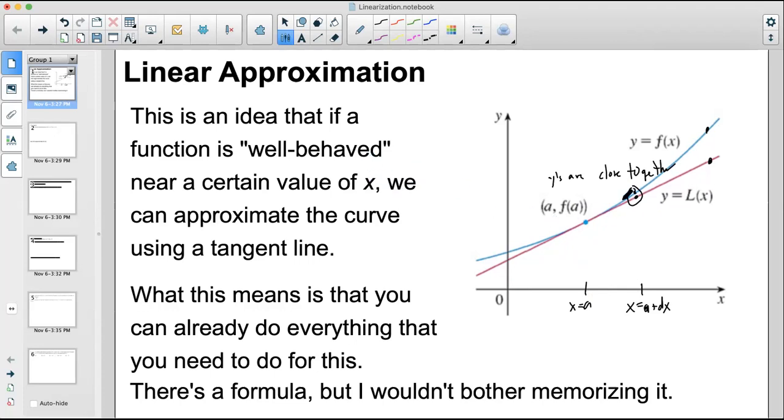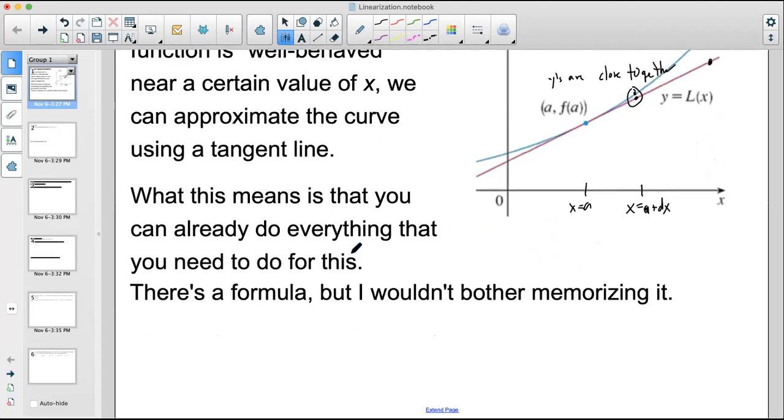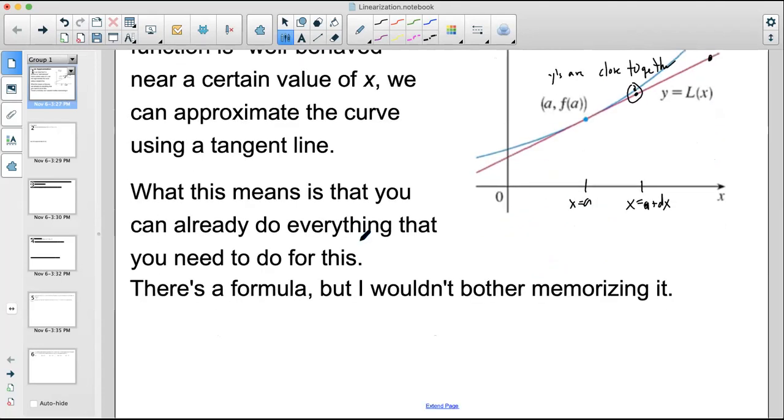And this is why it's important that the functions are what they call well-behaved. It means it doesn't look like this. If that was the case and you chose this point, then the tangent lines are never really that close. So you want a nice smooth curve. That's when we say well-behaved. And the ones that we give you are going to be well-behaved, so you're not going to worry too much about it.